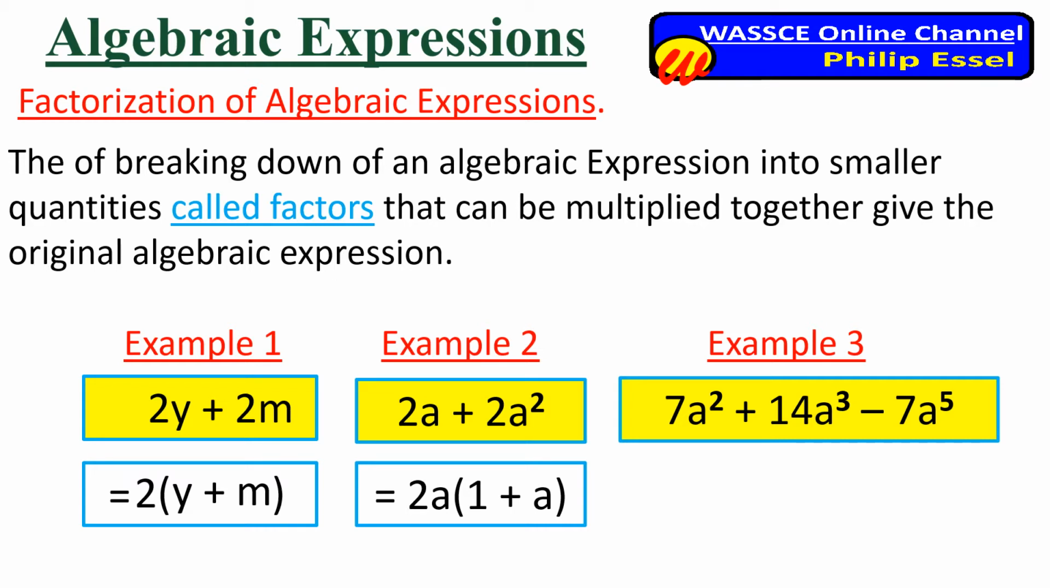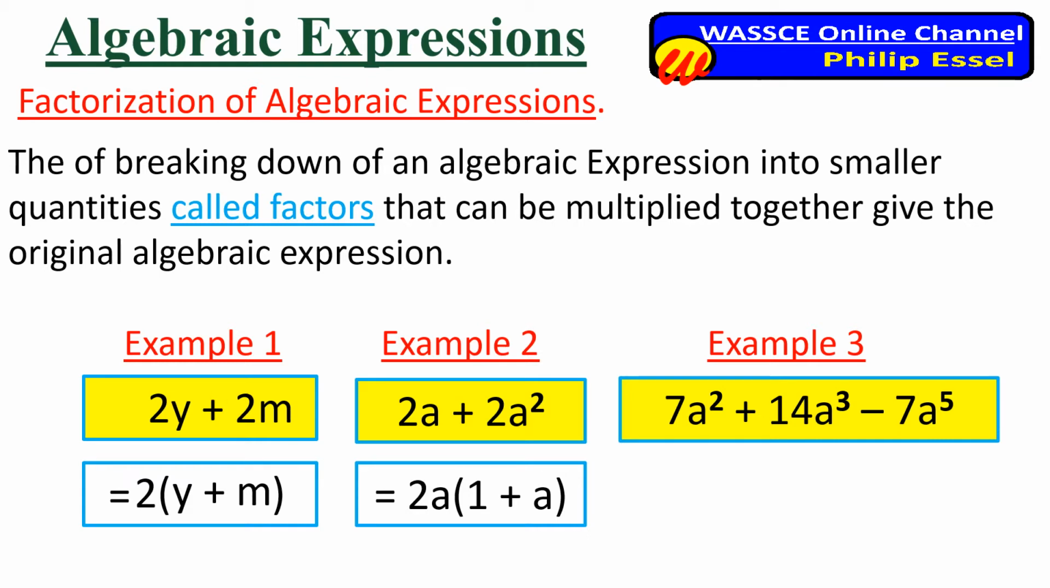In this expression, we have the first term to be 7a squared, and the second term is positive 14a cubed, and the third term is negative 7a exponent 5. Now when you pay attention to this expression carefully, you would realize that the common factor 7a squared can be found in each of the terms.